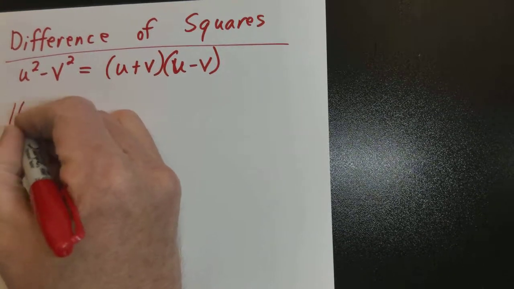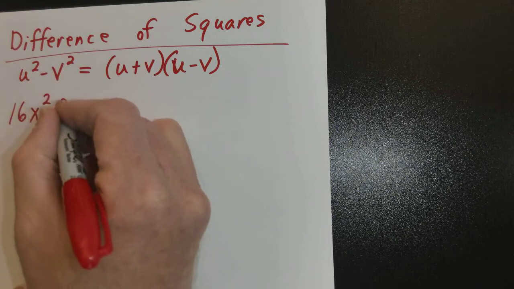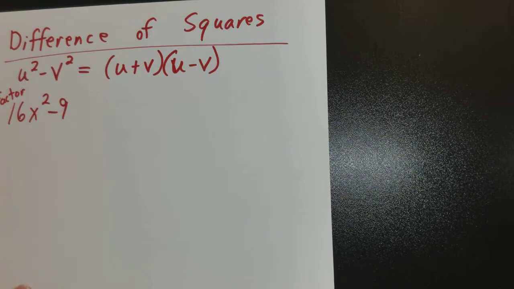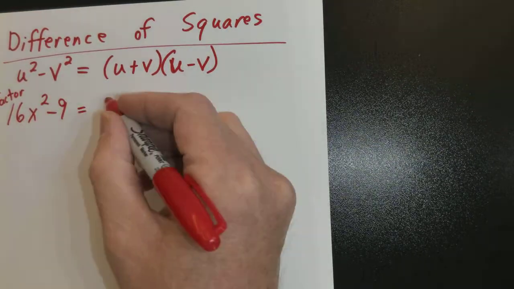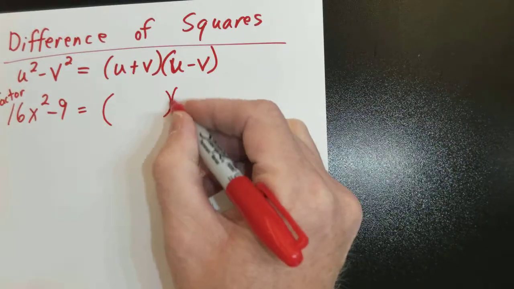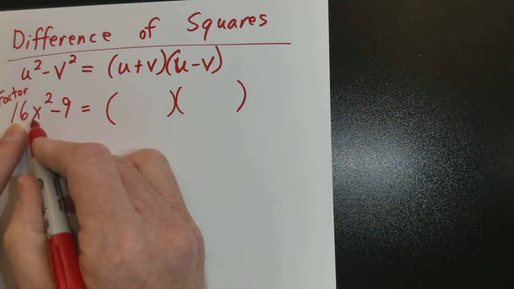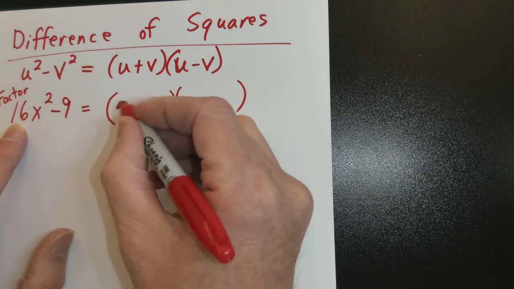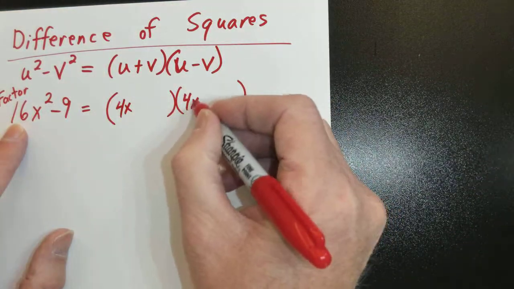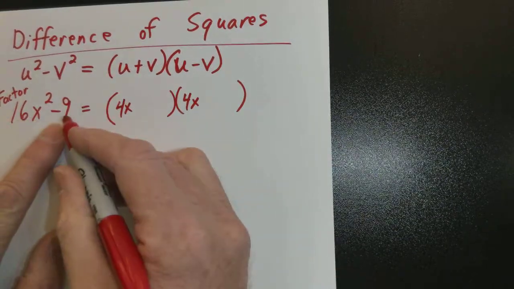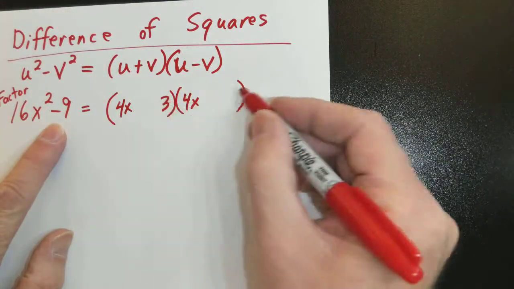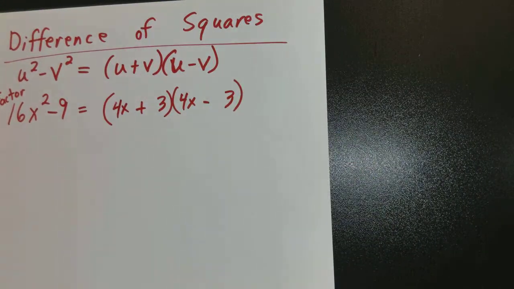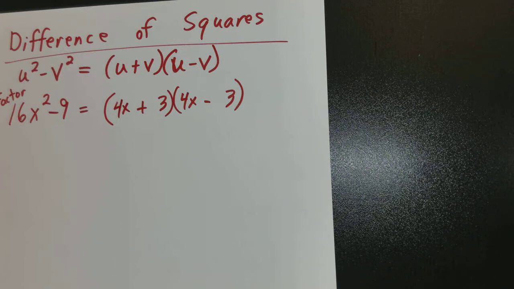So if I had something like 16x squared minus 9 that I wanted to factor, square root of 16x squared is 4x. I'm going to put that there and there. Square root of 9 is 3. I'll put that there and there, and I got 4x plus 3 times 4x minus 3. All good?